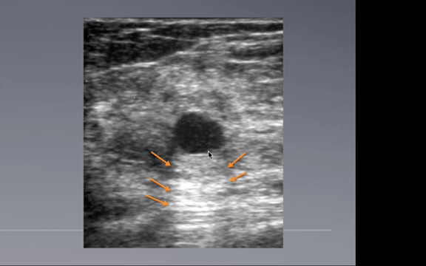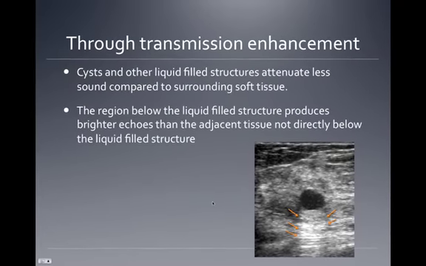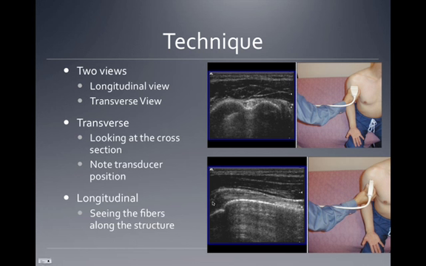So a common artifact that's seen, and you might be focusing on that bottom part, thinking that there's something right there. And actually it's just because of the change in the densities right there. So just one example of an artifact that you might see.